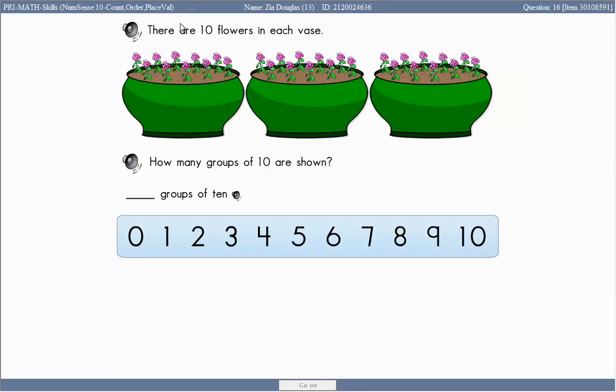Here they have to realize that there are 10 flowers in each vase. And they want to know how many groups of 10 are shown. So this would be 1 group, this would be 2 groups, and this would be 3 groups.